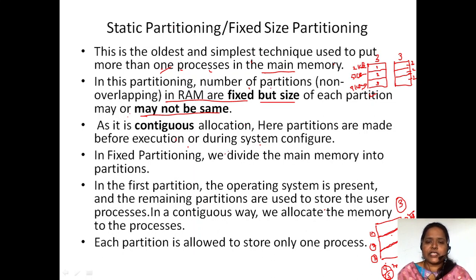In fixed partitioning we divide the main memory into partitions. Here, as I have said before, the main memory is divided into three partitions. In this main memory, the first partition is always allocated to the operating system. As you all know very well, in main memory one part is occupied by the operating system and the rest is used by the user.